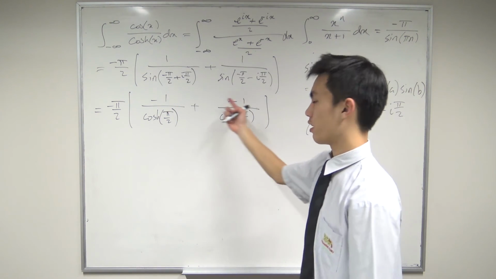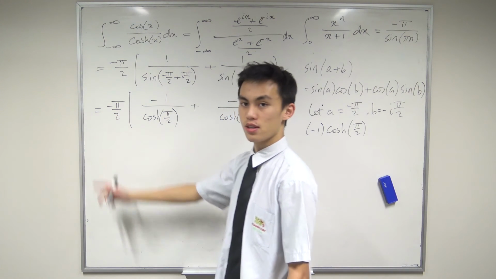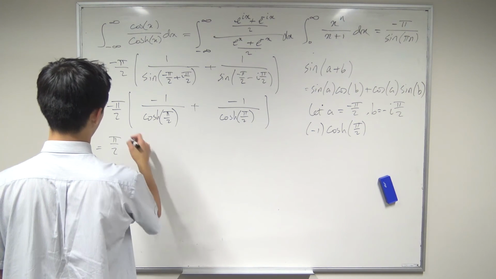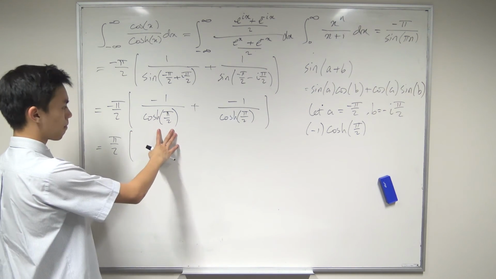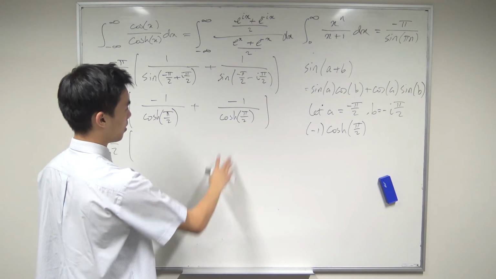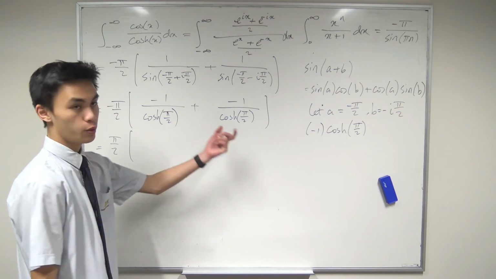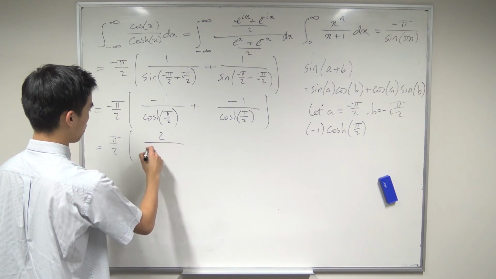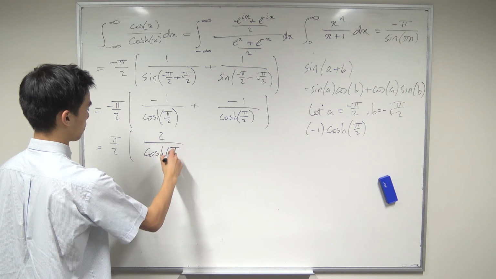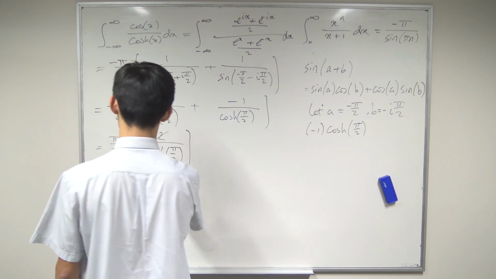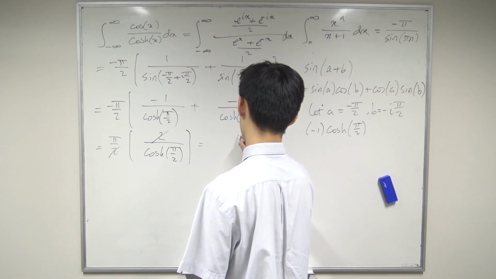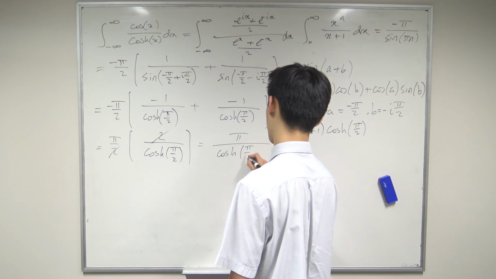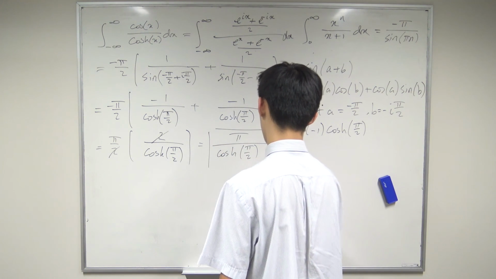Okay, and we can factor out minus 1 on top and actually cancel it with this negative pi right here. So if we do that, we're going to get pi over 2. And then we have 1 over cosh of pi over 2 plus another 1 over cosh of pi over 2. We have 2 of the same thing, so we can just say it's 2 times one of these. So 2 over cosh of pi over 2. And this 2 and this 2 will cancel each other out, leaving us with the final answer of pi over the cosh of pi over 2. And that is the final result for today's video.